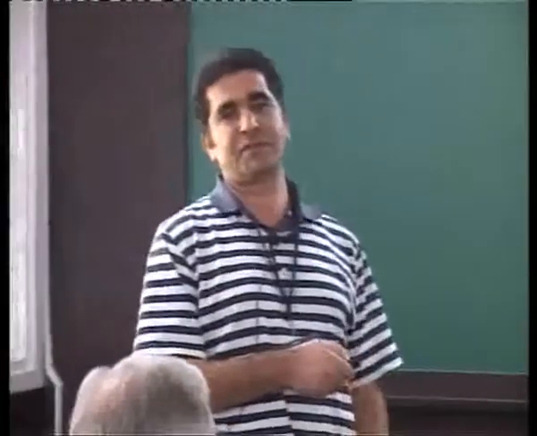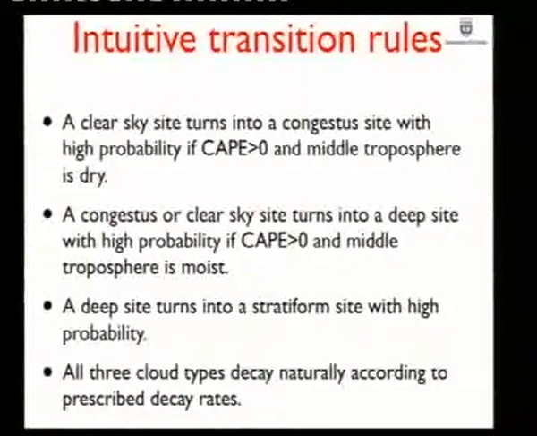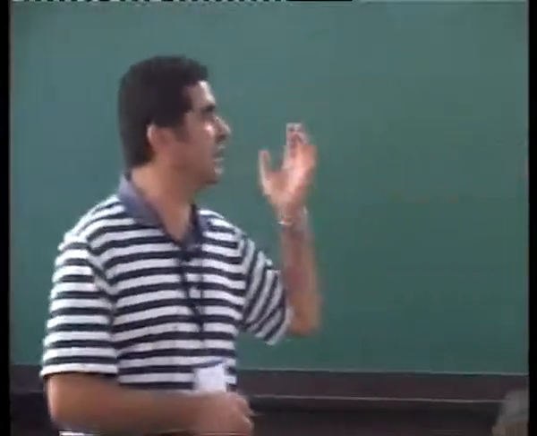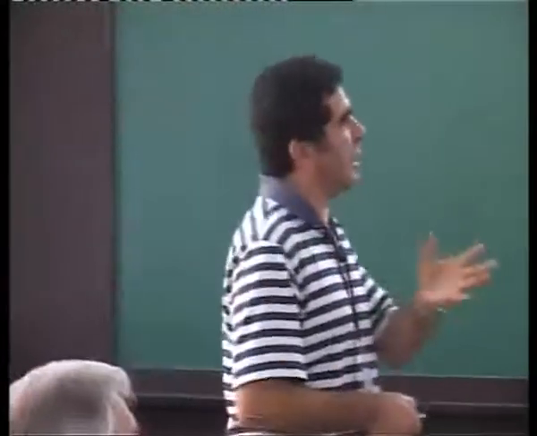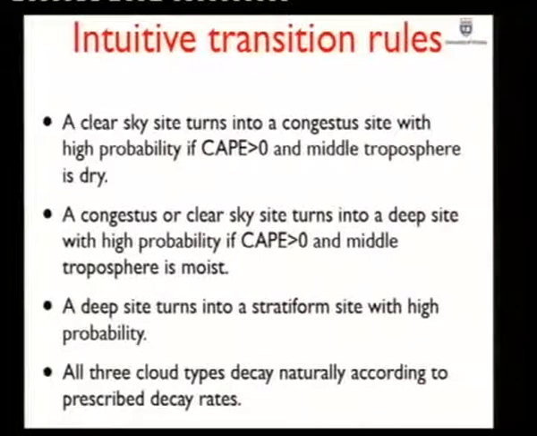So we set up intuitive transition rules. A clear sky will turn into a congestus site with high probability if you have CAPE, you have instability, and you have a middle troposphere that's dry. A congestus site or a clear site will turn into a deep site with high probability if you have high CAPE and the middle troposphere is moist. And a deep site will turn into a stratiform with high probability just because of the lagging of stratiform. And of course, all the three cloud types will just naturally decay at some rate, some probability rate. And then you basically made yourself a nice Markov chain, for those of you who are familiar with probability theory.